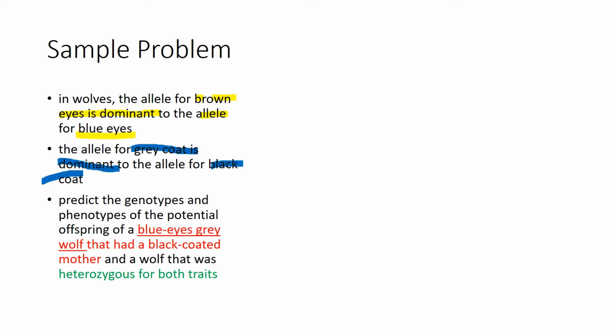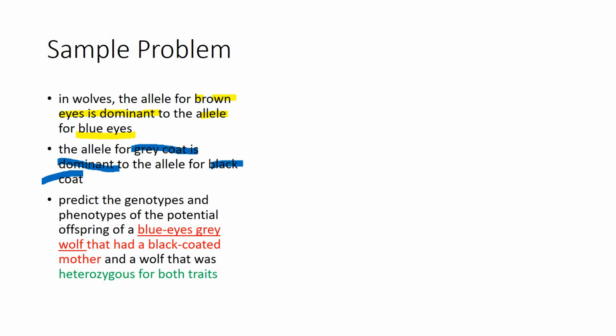So now we're going to predict the genotypes and phenotypes of the potential offspring of a blue-eyed gray wolf that had a black-coated mother and a wolf that was heterozygous for both traits. Okay, it's going to sound very wordy, very confusing, but we will take a look at it one at a time.